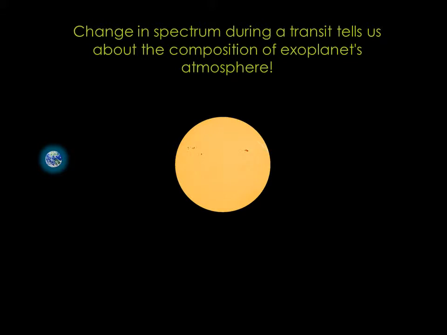Spectroscopy can reveal details about an exoplanet's atmosphere. When the planet moves in front of the star, it's like its atmosphere is in front of a hot light bulb. Absorption lines from the planet's atmosphere will show up in the spectrum, and we can therefore determine what elements are in the planet's atmosphere.